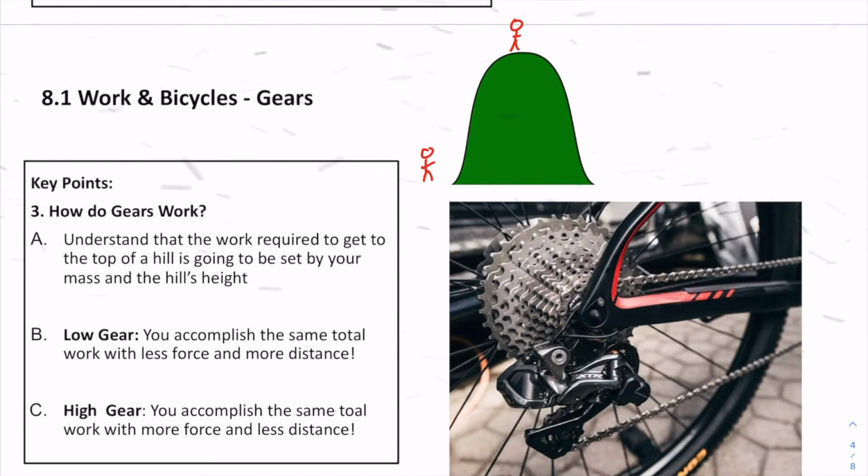And to understand that, let's go back to our idea that at the bottom of our hill, our potential energy is 0 joules, and at the top of our hill, our potential energy is 1,000 joules.